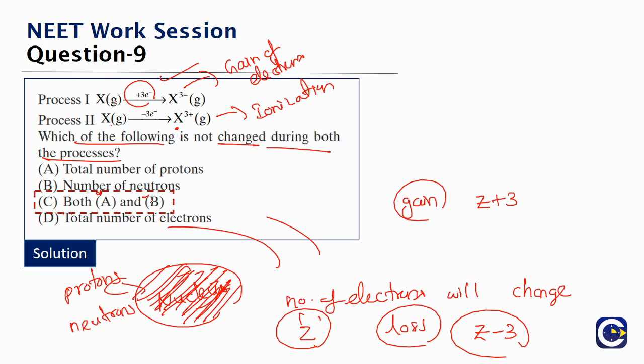Total number of protons will not change. Total number of neutrons will not change. But what is going to change? The total number of electrons is going to change. This is what happens when you are forming ions. When we form a cation, the number of electrons gets reduced. When we form an anion, the number of electrons gets increased. But nothing is going to happen to the protons and neutrons inside the nucleus.